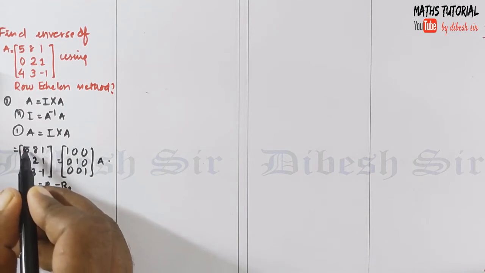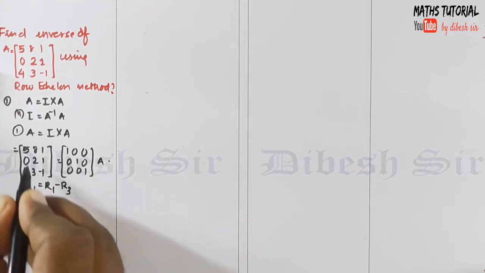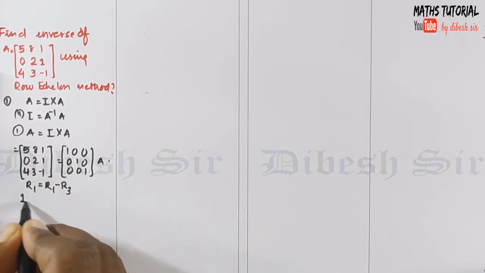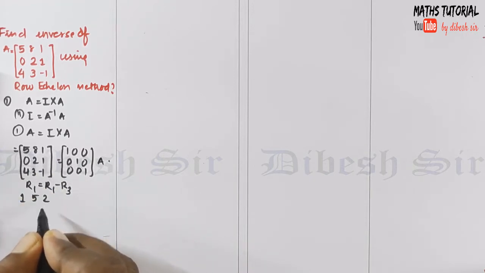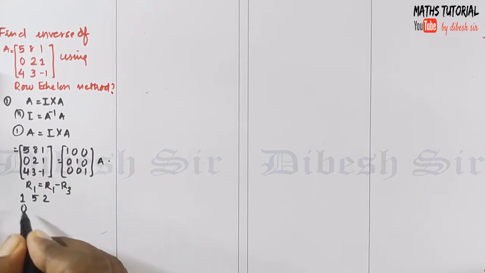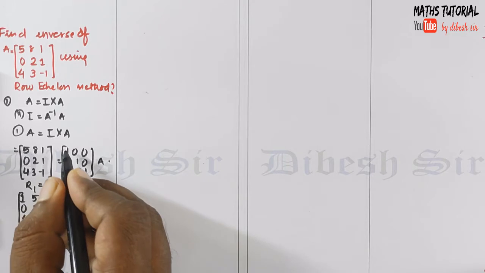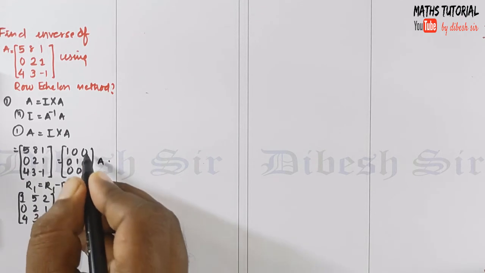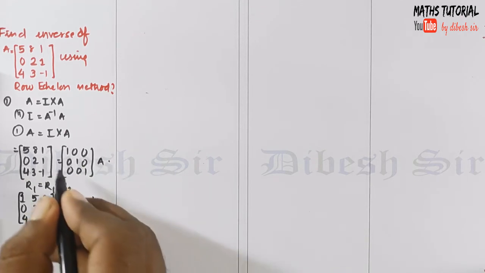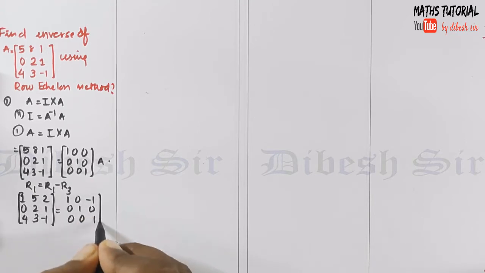If you do 5 minus 4, you will get 1. Then write it on both sides. So 5 minus 4 is 1, 8 minus 3 is 5, 1 minus minus 1 is 2. The other row remains as it is: 4, 3, minus 1. On the identity side, R1 minus R3: 1 minus 0 is 1, 0 minus 0 is 0, 0 minus 1 is minus 1. Then 0, 1, 0, 0, 0, 1, into A.